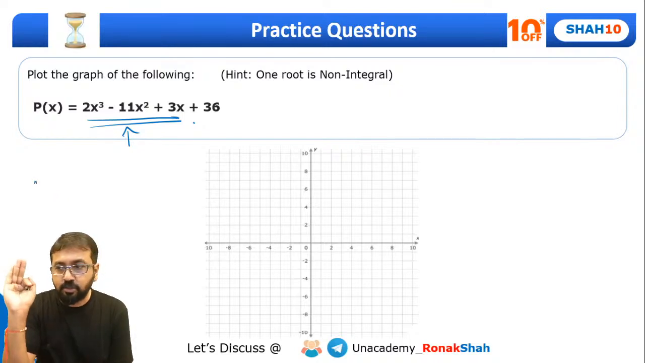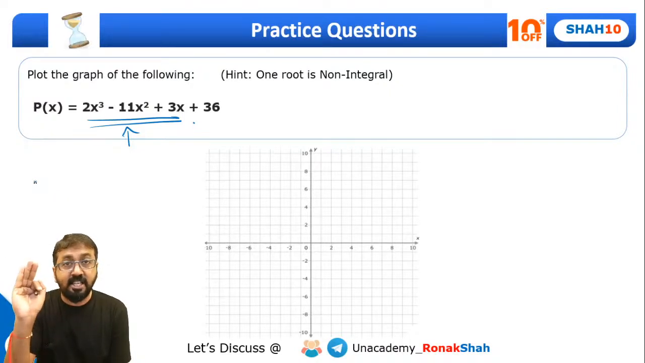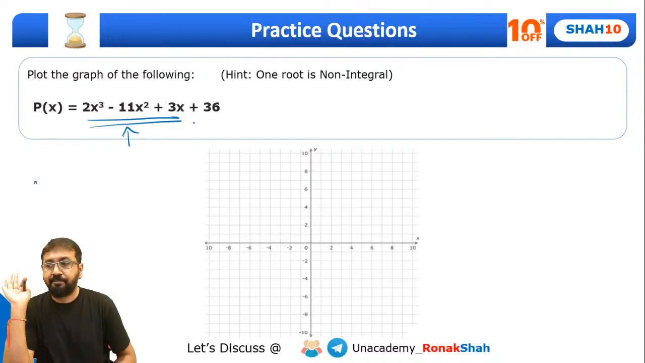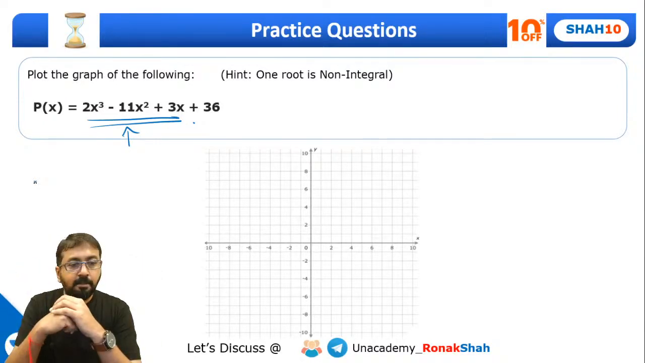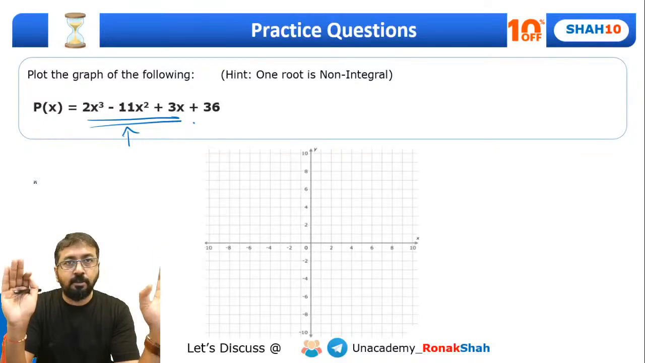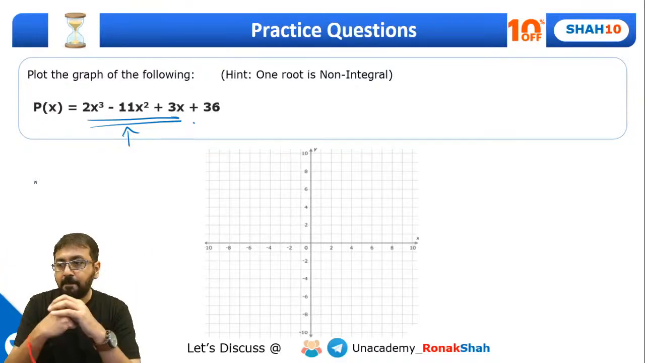Everyone, please try to find out the roots. It's going to be slightly tricky, and then I'll show you a shortcut to find out the roots. First you try to do it your way. Please tell me the roots of this polynomial and type your answer in the comment section.